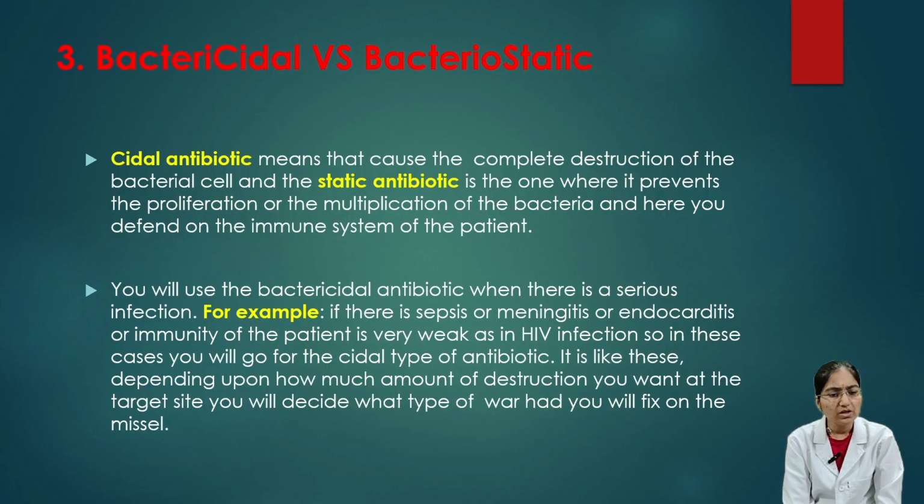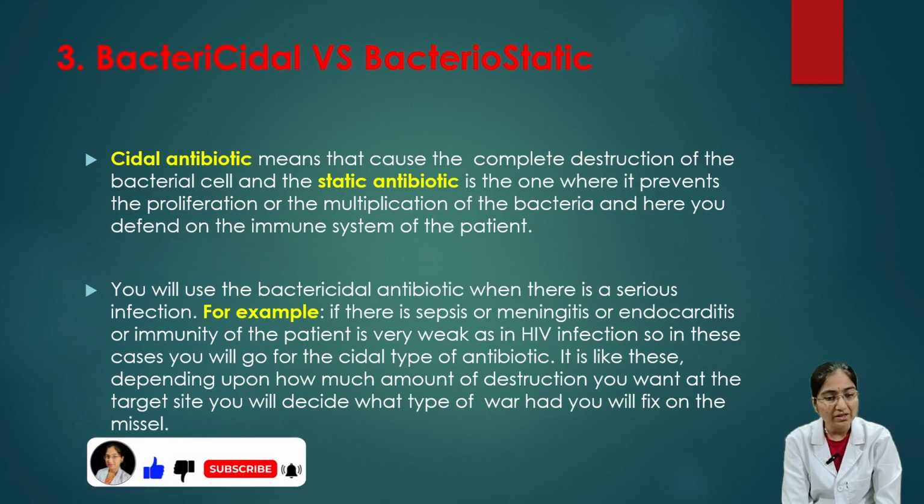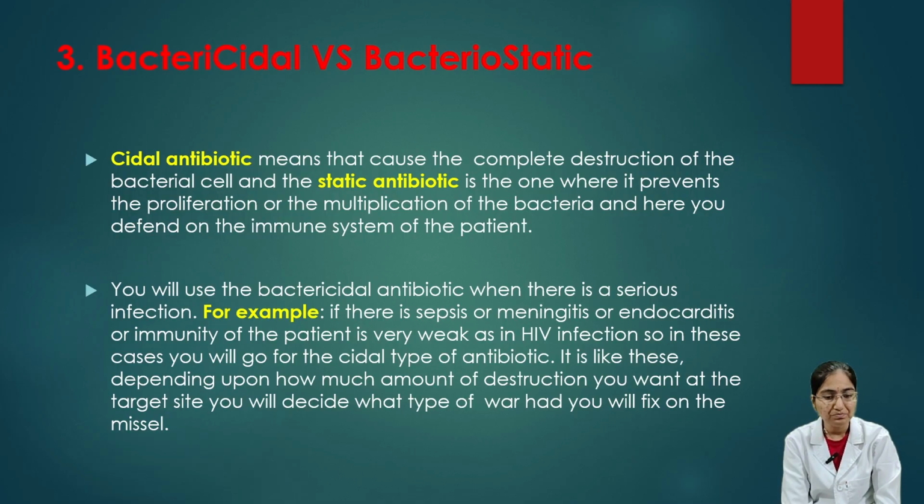And you will use bactericidal antibiotics when there is a serious infection. In the case of serious infection, you have to use bactericidal antibiotics. Here we'll take an example. If there is sepsis or meningitis or endocarditis, or the immunity of the patient is very weak, as in HIV infection, in these cases, you will go for the cidal type of antibiotic. It is like this. Depending upon how much destruction you want at the target site, you will decide what type of warhead you will fix on the missile.